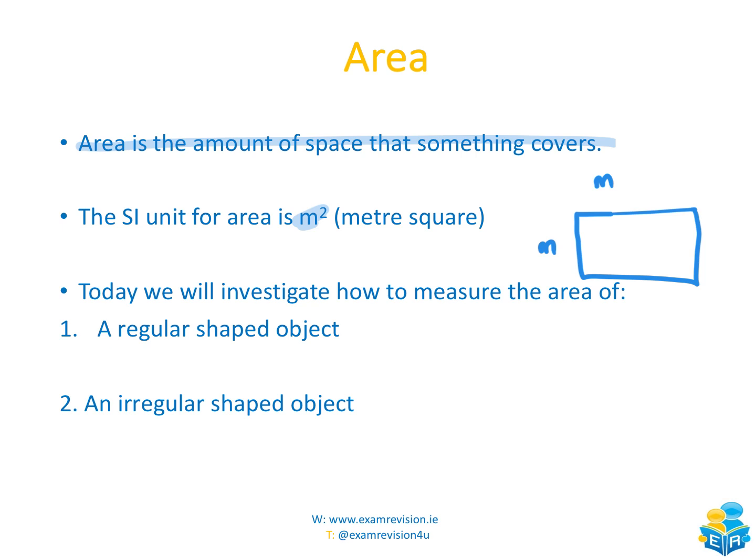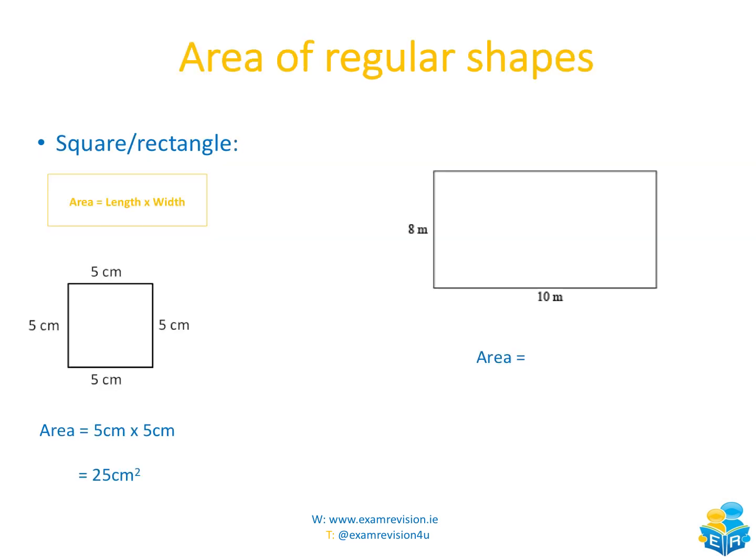Today we'll investigate how to measure the area of a regular shaped object. So something like a square, a rectangle, a circle, a triangle, and also an irregular shaped object as well. So let's say, for example, you wanted to find out the area of your hand, or you wanted to find out the area of a lake on a map that you're investigating. So if you were finding the area of regular shapes, we're going to start off here with squares and rectangles.